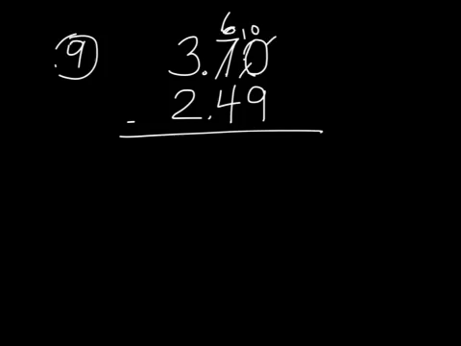10 minus 9 is 1. 6 minus 4 is 2. Bring my decimal point straight down. 3 minus 2 is 1, and there's your answer.